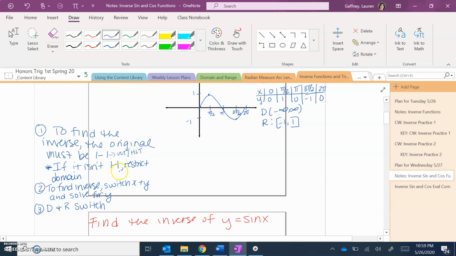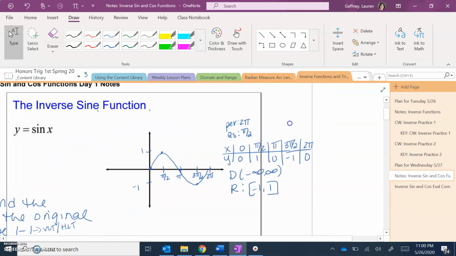If it isn't 1 to 1, and this is what we saw in the notes from yesterday, we're going to restrict the domain. So to find the inverse of a function, we will simply switch x and y and solve for y. Also, something to remember, if you go from your original function to your inverse, the domain and range switch. They flip. Okay, so here's our sine graph.